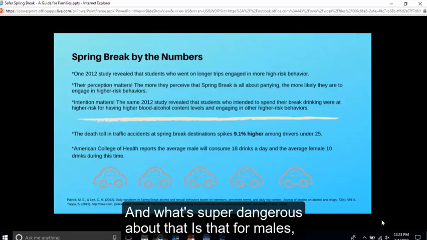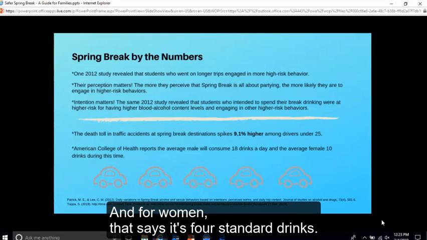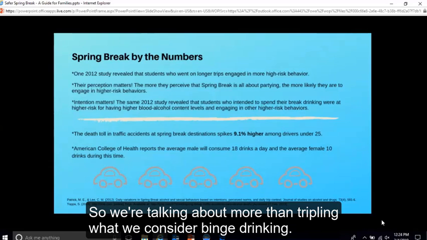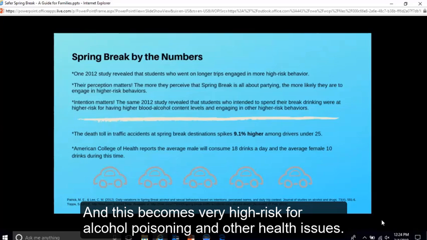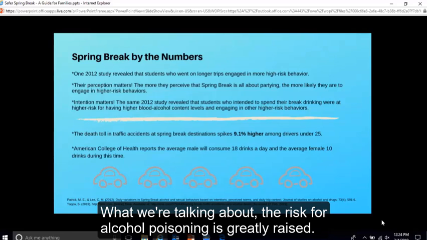And what's super dangerous about that is that for males, binge drinking is defined as 5 standard drinks, and for women, it's 4 standard drinks. So we're talking about more than tripling what we consider binge drinking. And so this becomes very high risk for alcohol poisoning and other health issues. Not to mention all the other things like interpersonal violence or sexual violence, but we're talking about the risk for alcohol poisoning being greatly raised.